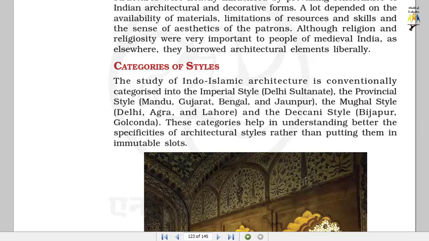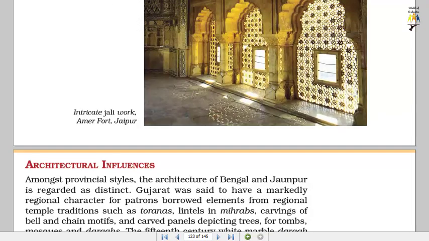Categories of styles. The study of Indo-Islamic architecture is conventionally categorized into the imperial style, Delhi Sultanate; the provincial style, Mandu, Gujarat, Bengal, and Jaunpur; the Mughal style, Delhi, Agra, and Lahore; and the Deccani style, Bijapur, Golconda. These categories help in understanding better the specificities of architectural styles rather than putting them in immutable slots. Architectural influences. Amongst provincial styles, the architecture of Bengal and Jaunpur is regarded as distinct.